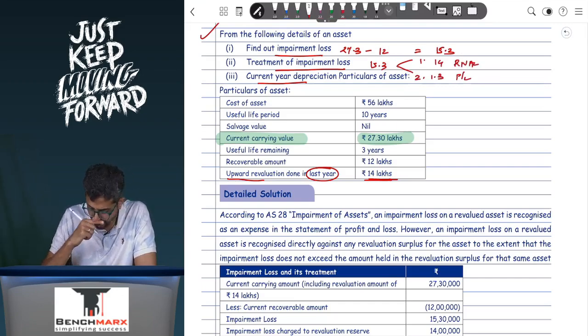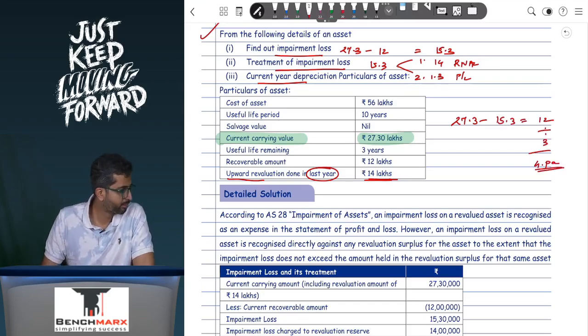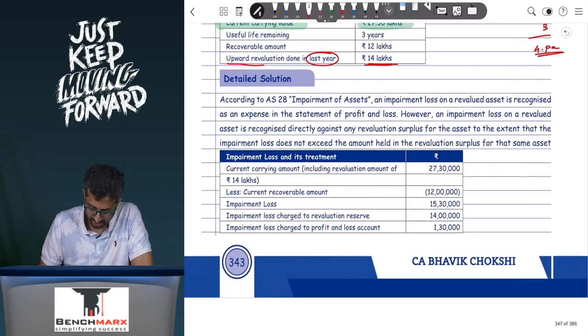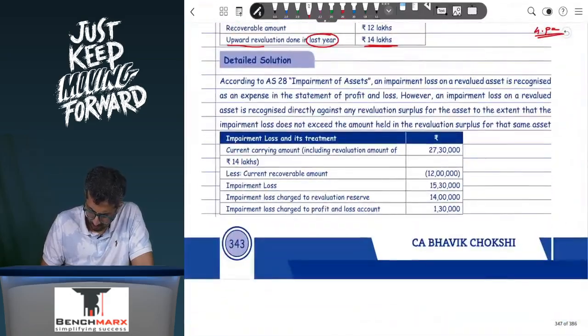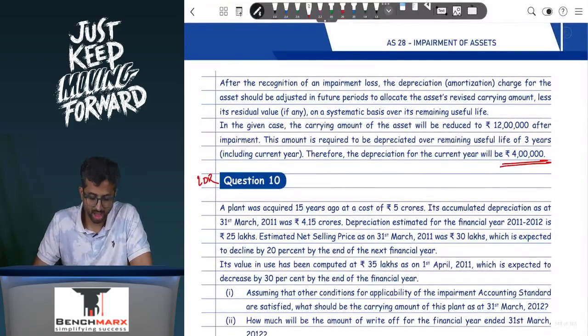Current year depreciation: when you look at the current year depreciation, this would be after impairment. So 27.3 was there in your ledger, minus 15.3 which you will recognize, your asset comes to 12. You divide it by 3 years, and hence this comes to 4 per annum, which will be the depreciation.